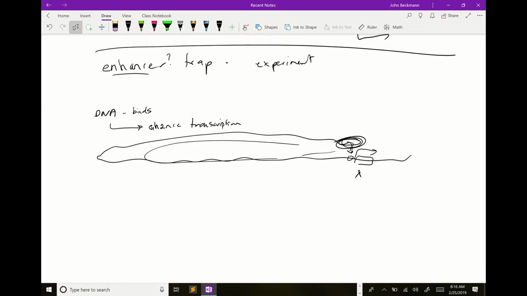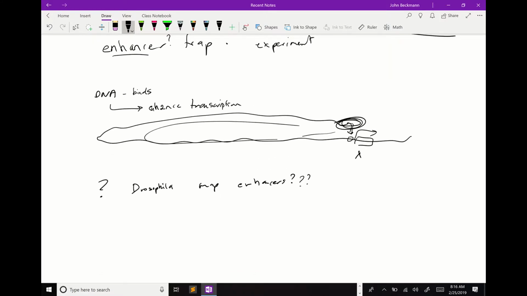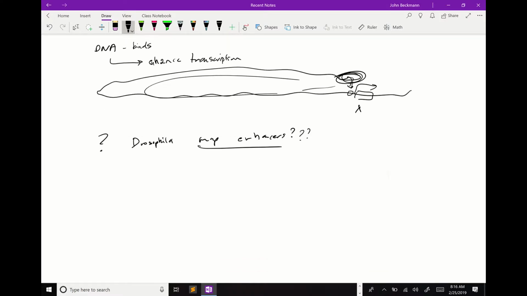So let me ask the question. If you have a new organism, a new Drosophila, and you want to map where enhancers are, how could you do that? What's a strategy you could use? You want to find out where all the enhancers are on all the chromosomes. So one thing you could do is, let's say you do a transposon-based strategy. So you have your helper. Your helper has your transposase.